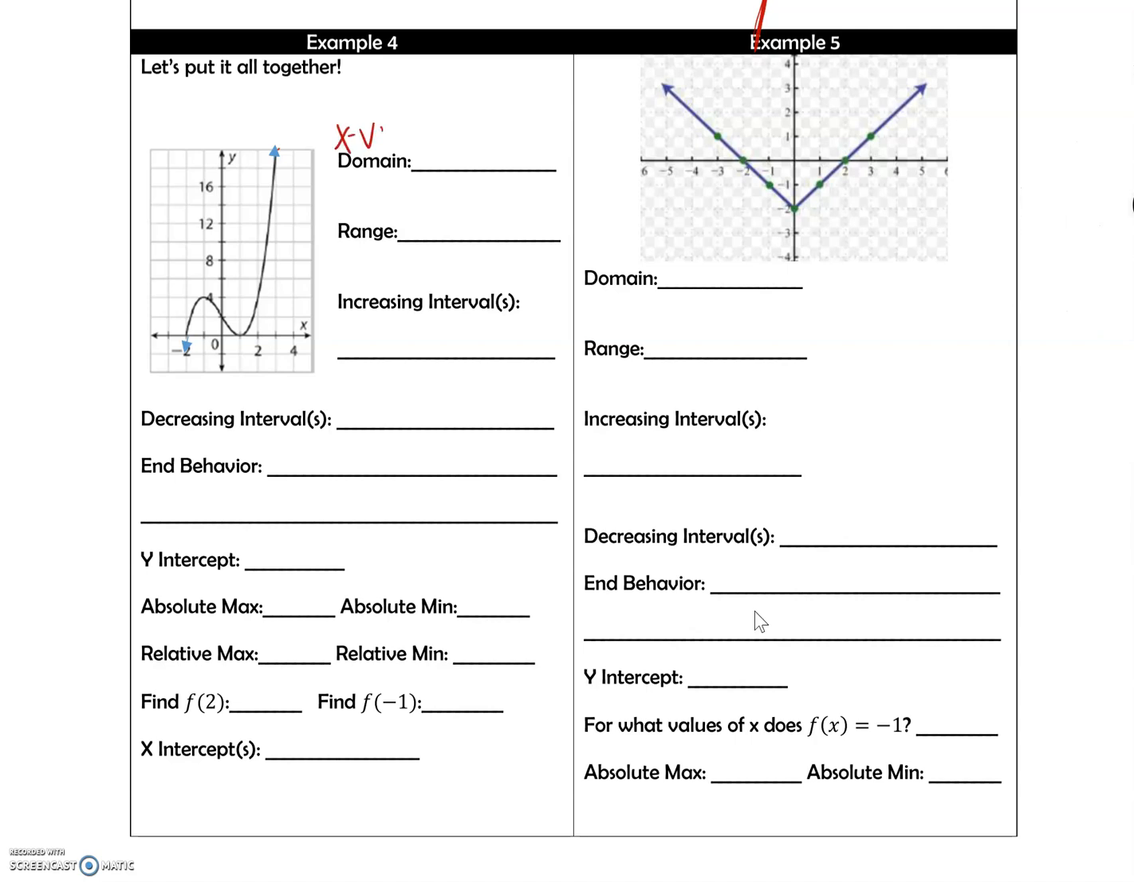The x values where the graph exists, and the range is the y values where the graph exists. Okay, so if we look at this graph, it is going to continue to get wider and wider forever. Nothing's going to stop it from hitting every single x value along the way.